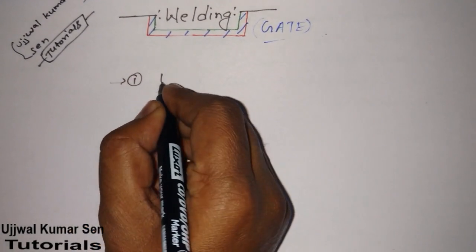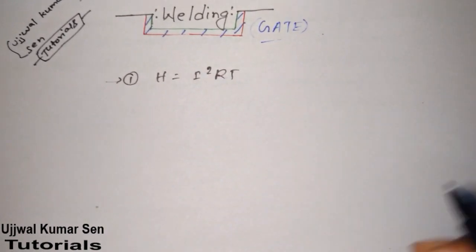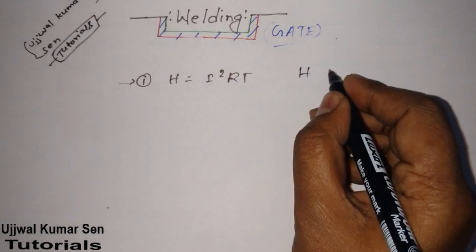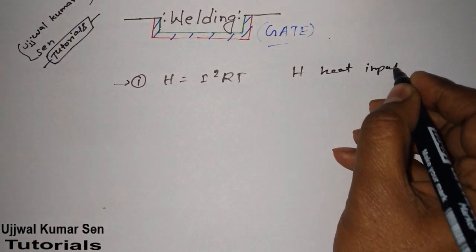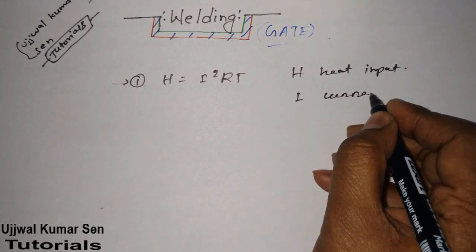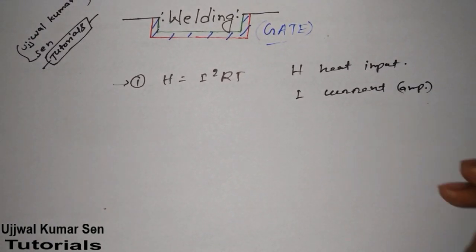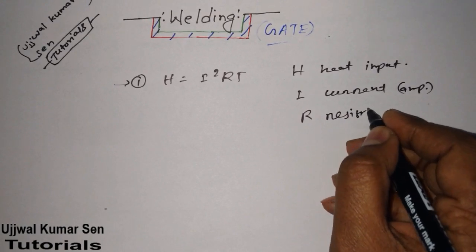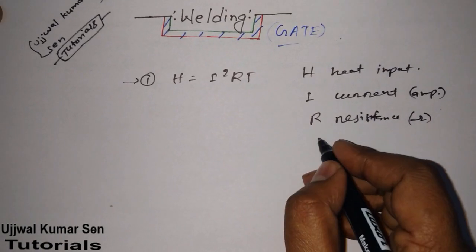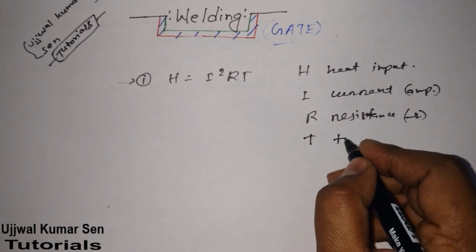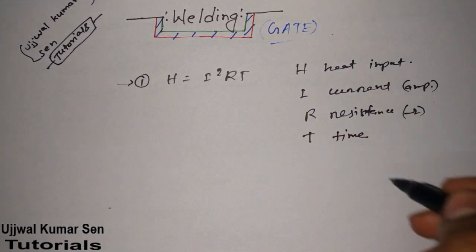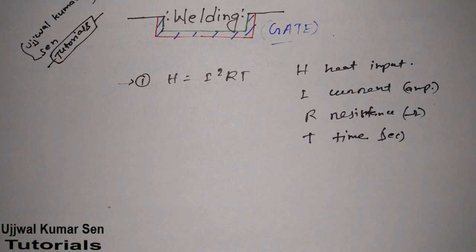So formula number one is H is equal to I square RT. Now what is H? H is heat input, I is current in ampere, R is resistance in ohm, and T is time, which we usually take in seconds. By using these we can find out heat input, and this formula we generally study in case of resistance welding. So this is all about the first formula.